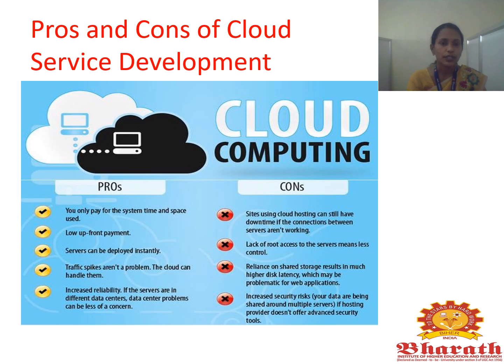Traffic spikes are not a problem. The cloud can handle them. That is, we don't need to worry about it if n number of users are accessing the cloud at the same time. We may not be aware of it or get an idea about that itself. N number of persons can access at a single time itself, and there are no drawbacks at the time of accessing any particular page or particular cloud area.